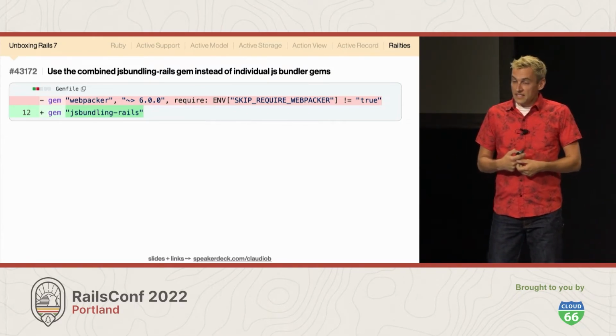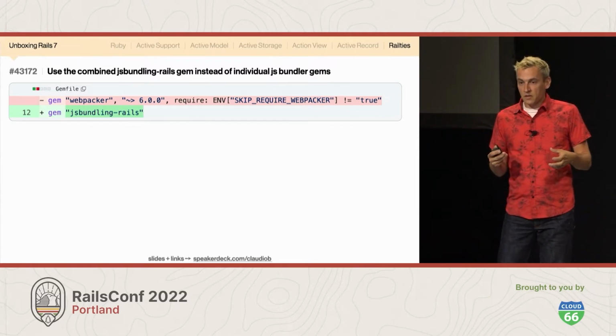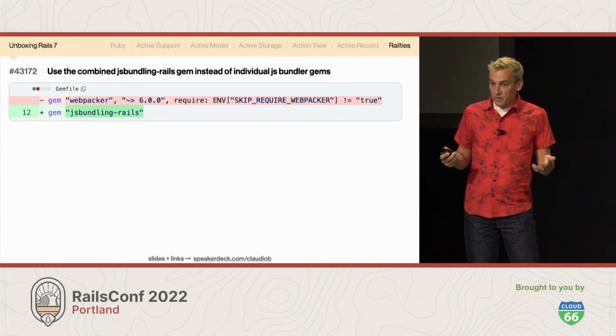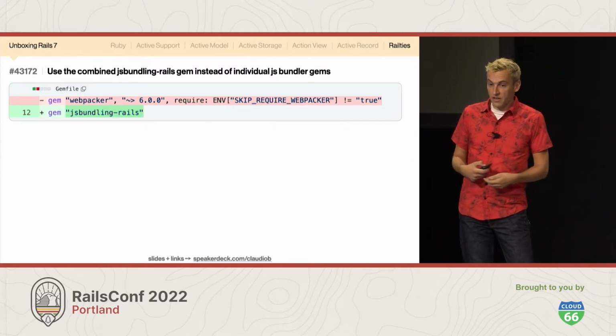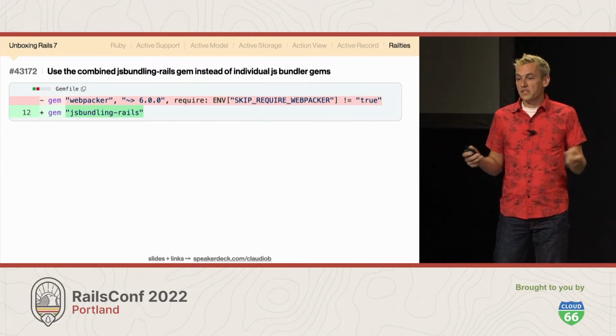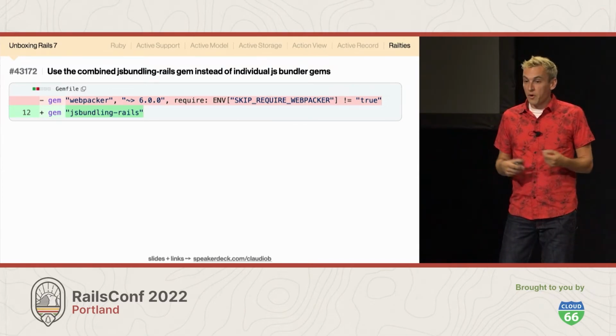So when Rails 6 came out, the idea was, well, there is already something out there that does this. It's called Webpack. So let's just use Webpack. Let's not reinvent the wheel. And so Webpack was integrated in Rails with a gem called Webpacker.